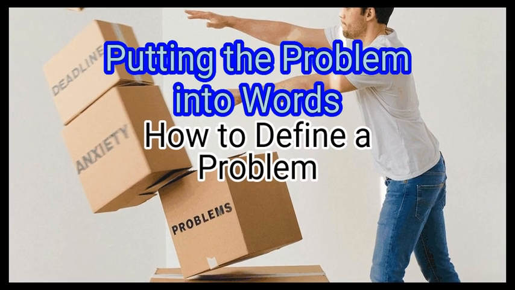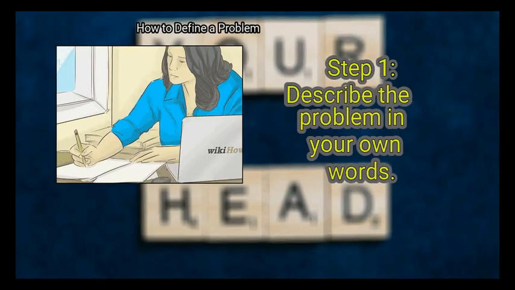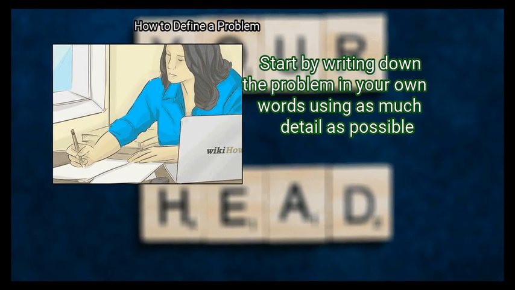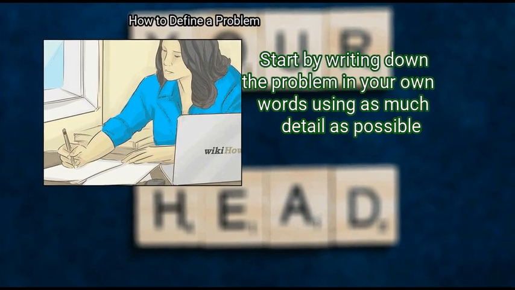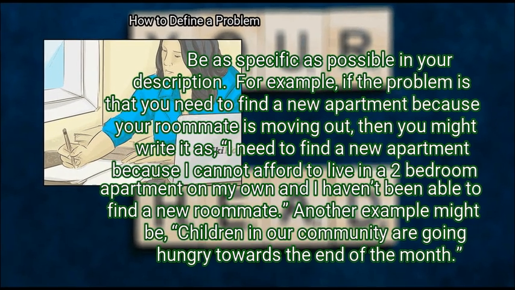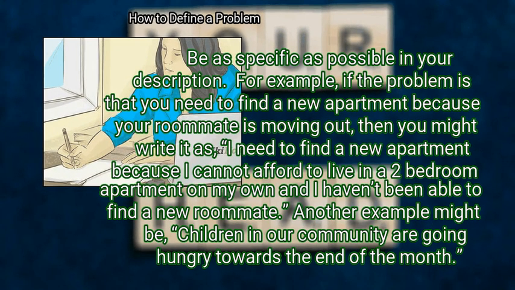Method 2. Putting the problem into words. First, describe the problem in your own words. Start by writing down the problem in your own words using as much detail as possible. Be as specific as possible in your description. For example, if the problem is that you need to find a new apartment because your roommate is moving out, then you might write it as, I need to find a new apartment because I cannot afford to live in a 2-bedroom apartment on my own and I haven't been able to find a new roommate. Another example might be, children in our community are going hungry towards the end of the month.